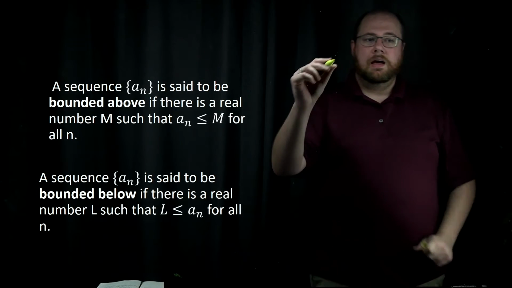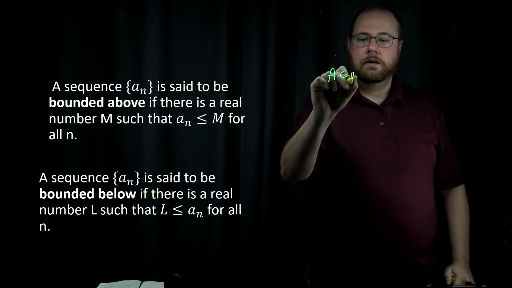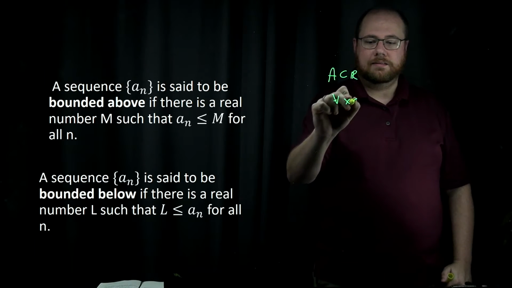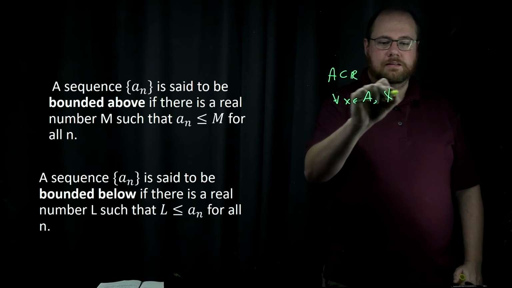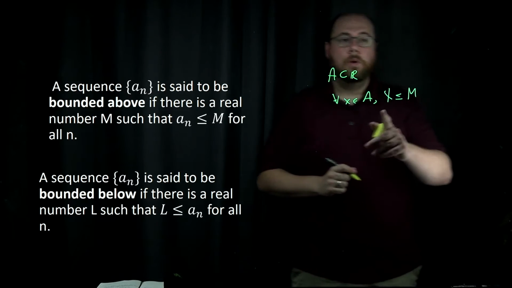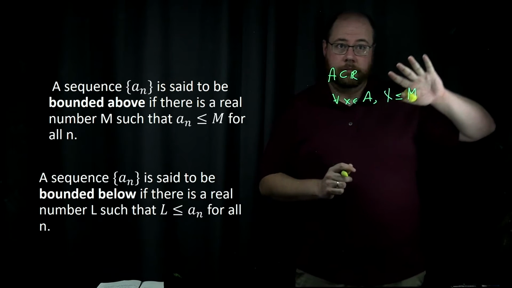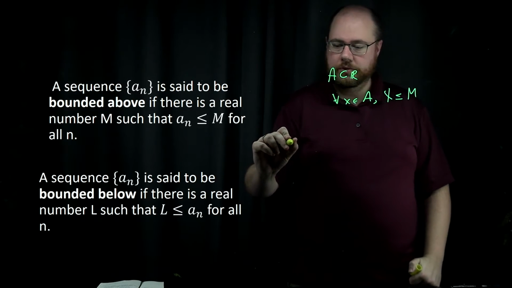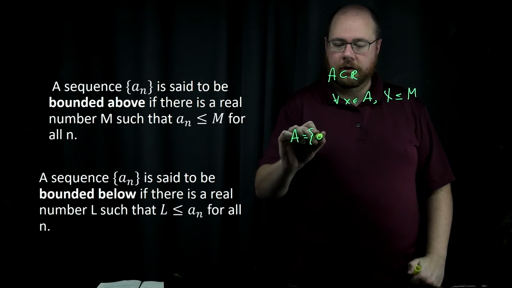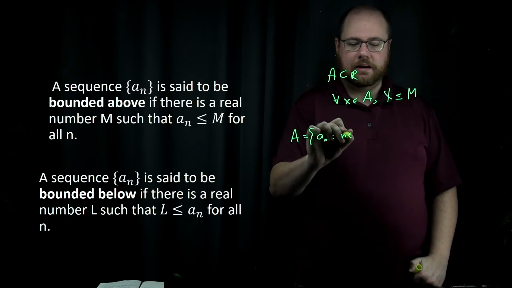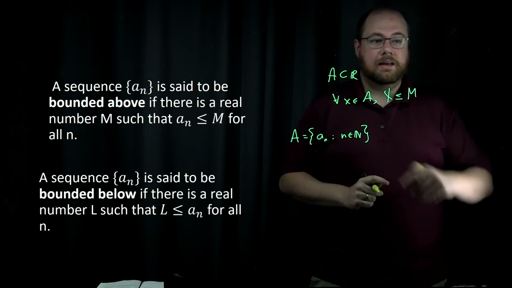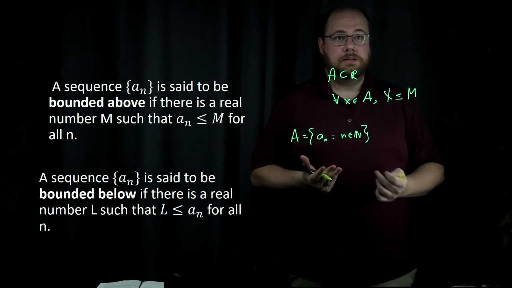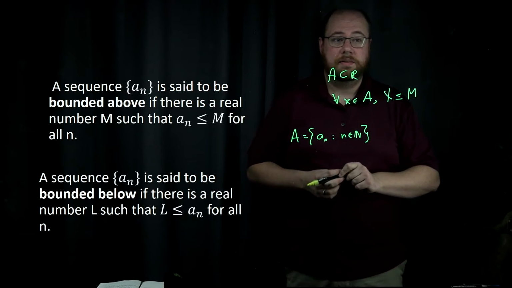So, for example, we said that a subset A is bounded above if you can find an M such that for all x in A, x is less than or equal to M. Okay? Well, this idea here still coincides with our notion of a sequence. It's just that now we're saying that the set A is the set of all a sub n, where n is a natural number. In that sense, this idea of bounded above and bounded below can apply to sequences. And we can also talk about supremum and infimum in this sense.